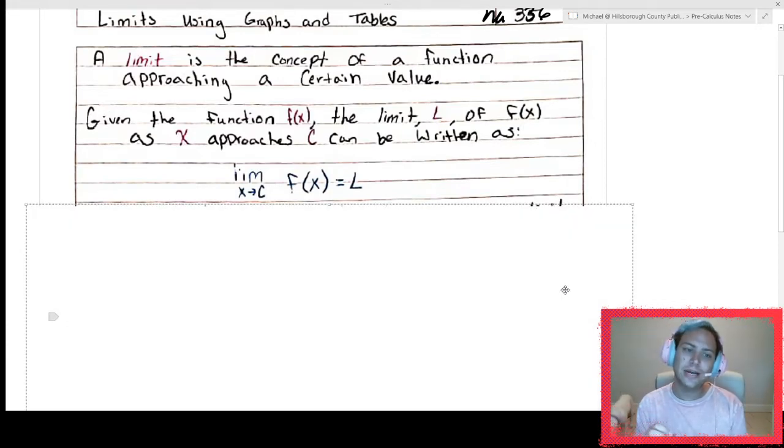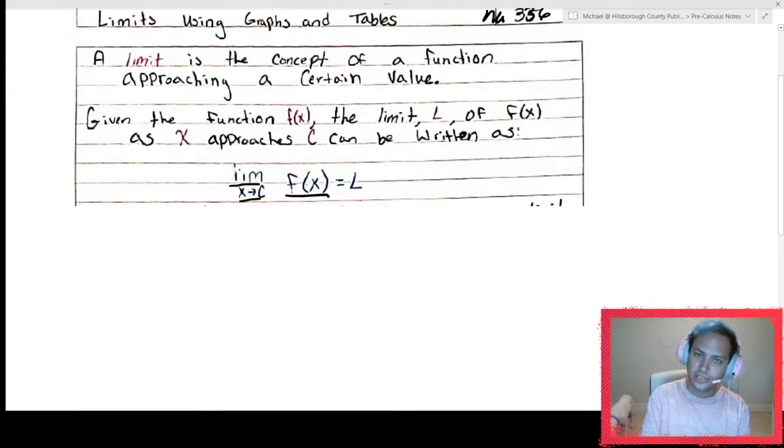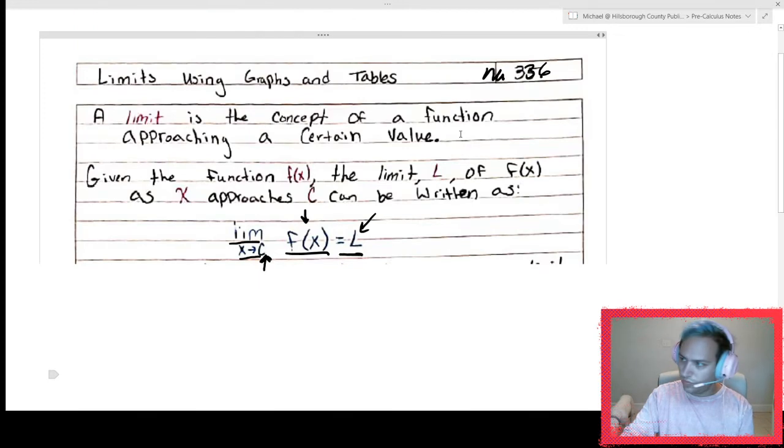The way that we read that is: the limit as x is approaching c of the function f of x, which a lot of times will be an actual function there, is equal to L. Again, c will be replaced with a constant, and L will usually be an answer in some sort of number form. So the limit as x is approaching some number of a function is equal to L. With that, let's look at our first example.